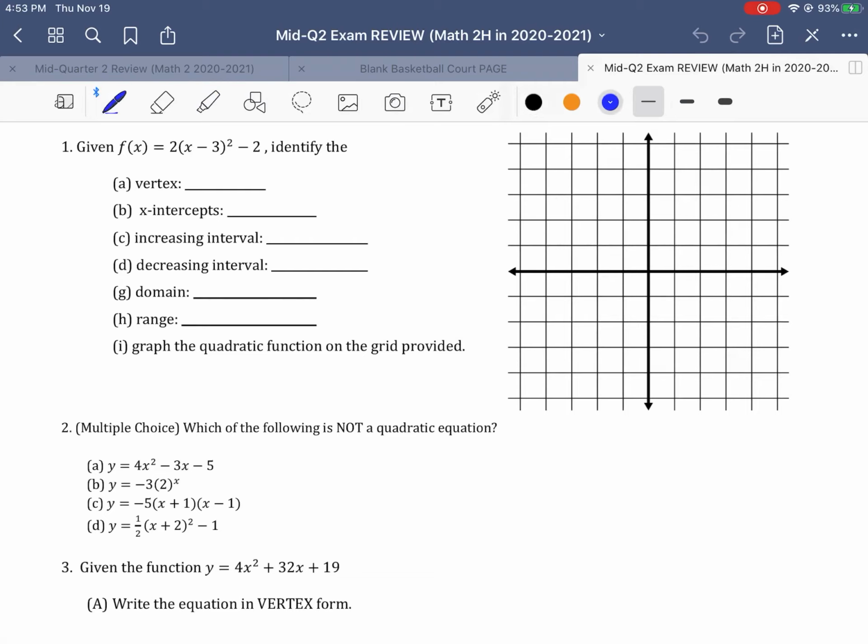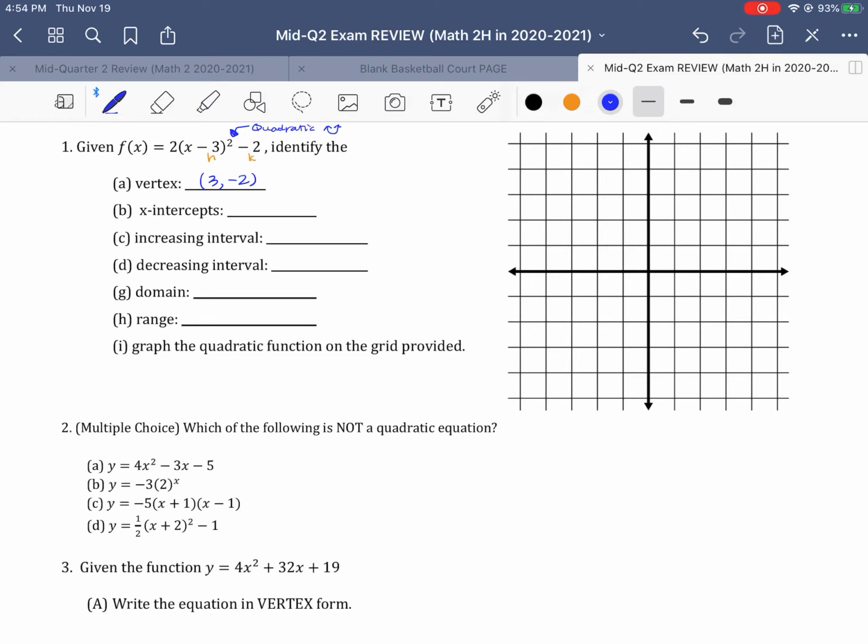To start out with, we're given a function f of x is equal to 2 times (x minus 3) squared minus 2, and asked to identify these key features and then graph the function. Now recognize this is raised to the second power, so this one is quadratic, so we know that it is going to create a parabolic shape. So again, this one is in vertex form. Vertex form means that this is our h value, this is our k value. So when we identify our vertex, we just pull that out as (3, negative 2).